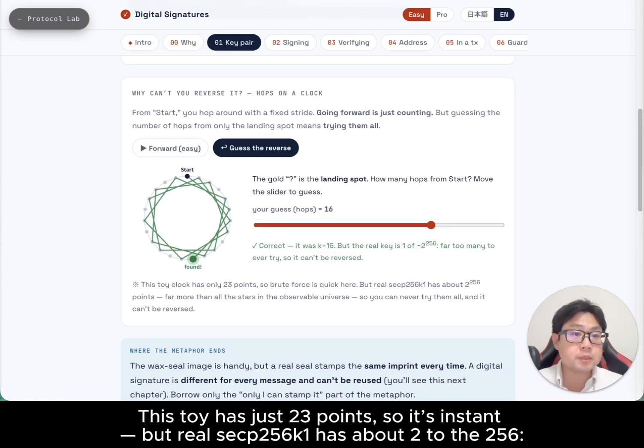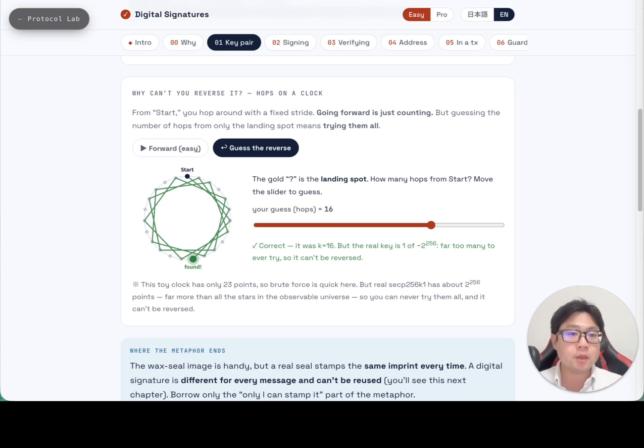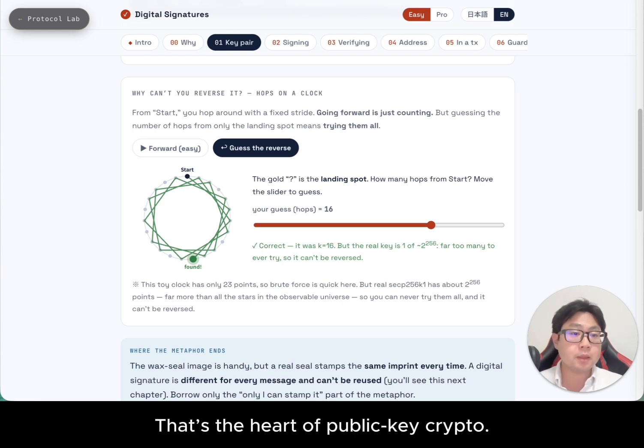This toy has just 23 points, so it's instant, but real secp256k1 has about 2 to the 256. More than the atoms in the observable universe, you can never try them all, so it can't be reversed. That's the heart of public key crypto.